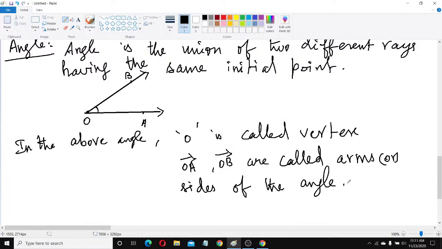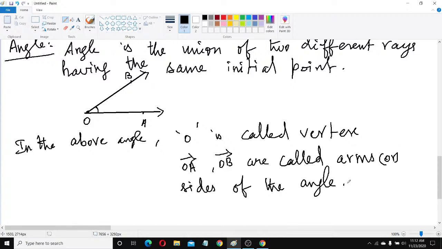Now how do we name the angle? You know how to name a point by using a capital letter. How do we name the line also? You have to mark two points by using capital letters, children. Now how do we name the line segment? You have to name the starting point and the ending point. Next, how do we name the ray? You have to name the initial point or starting point of the ray, and one more point you have to mark on the ray. Next, angle.